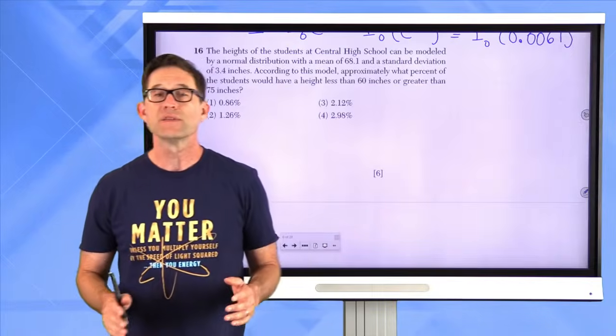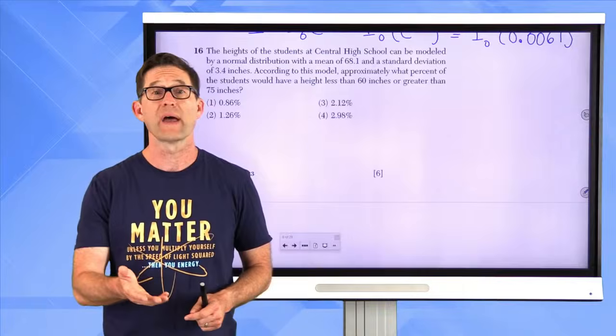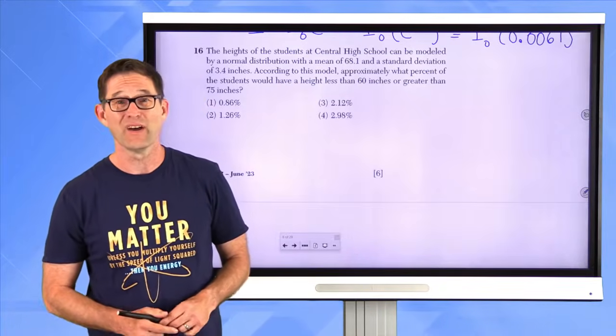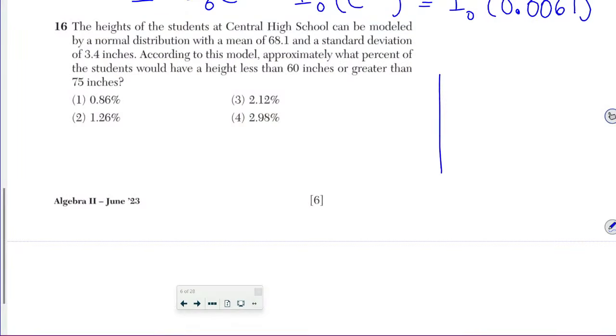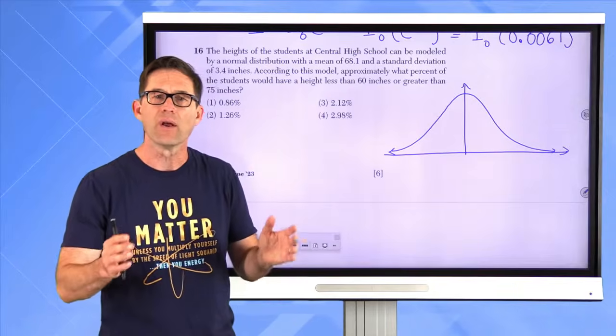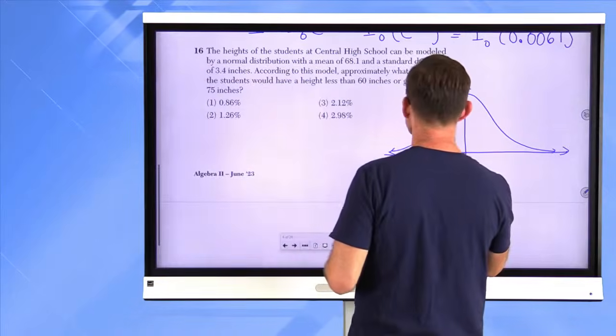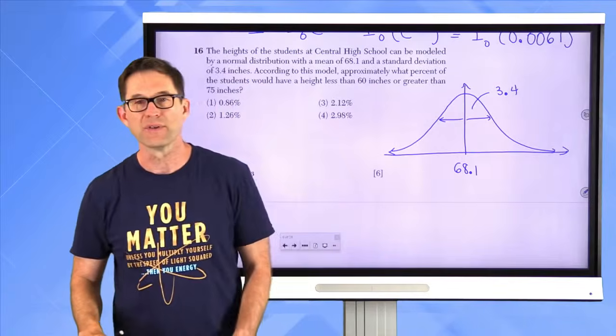All right, awesome. This is what's called a normal distribution problem. We're going to see another normal distribution problem, actually, number 17, the next one up. All right, but let's take a look at this one. The normal distribution, also known as the bell. Now, in a normal distribution, the shape and the spread of it are dictated by the mean, which is 68.1, and the standard deviation, which is a distance away from the mean, which is, in this case, 3.4.